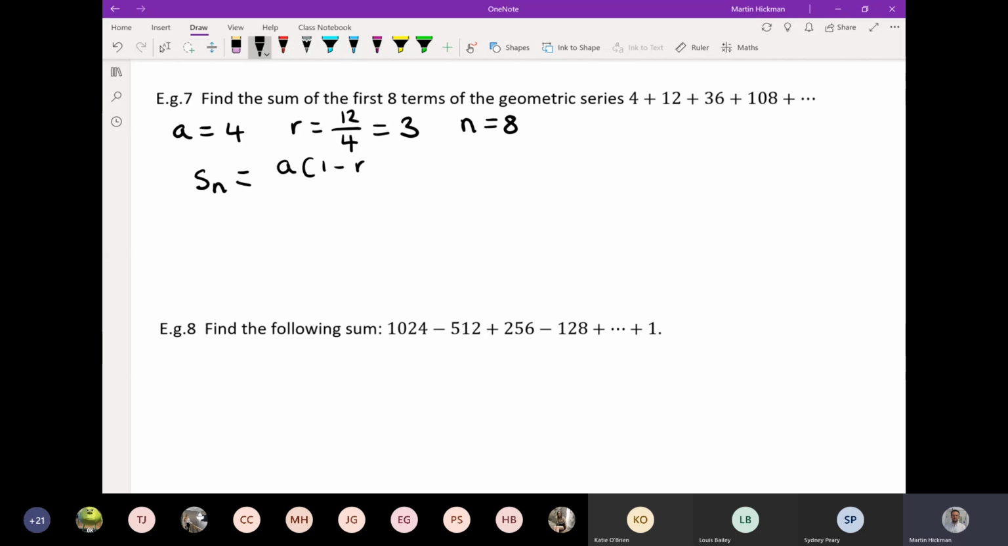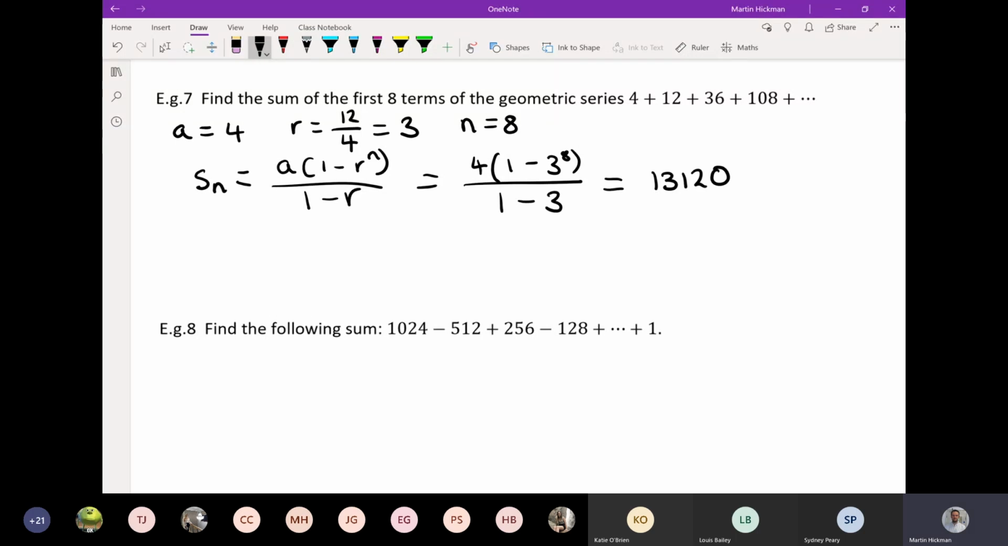You can use it whichever way you want. You can use the other version, which is R to the power of n minus 1 over R minus 1, but I'm just going to use it in this form. So sub in A as 4, then we do 3 to the power of 8. Just be careful to obey the laws of BIDMAS, and we simply get 13,120.